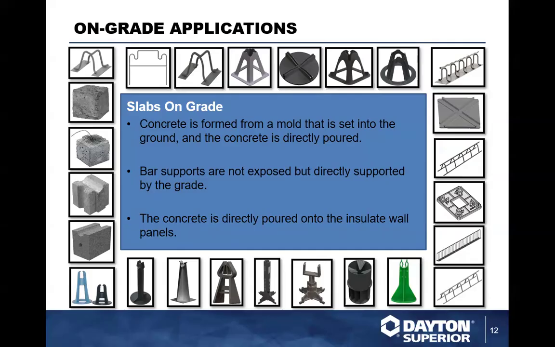Now, when we talked about slabs on grade, we have a lot of options. I mean, you're talking 10, 12 different options right off the top, between the top mat and the bottom row, just in plastic chairs. On the right-hand side, you've got some of the slab bolsters that are available. On the left-hand side, we have what we call our concrete dobies.